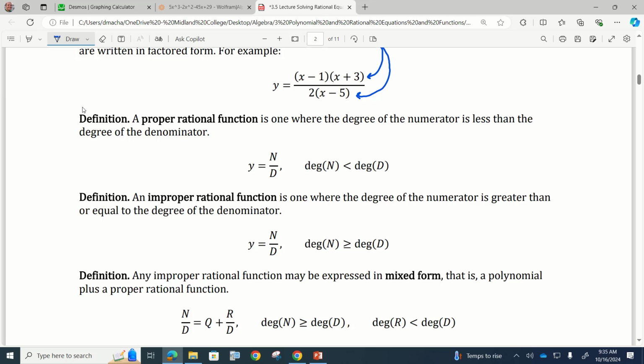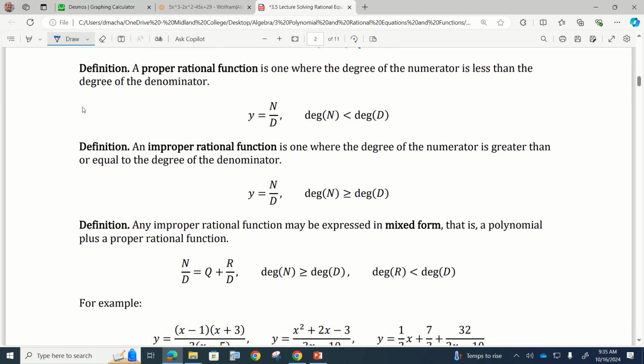And then we also talked before about how a proper rational function is just one where the degree of the numerator is less than the degree of the denominator, and an improper rational function is one where the degree of the numerator is greater than or equal to the degree of the denominator. When we were doing polynomial division, we said if we've got an improper rational function, then we can write that down in mixed form. And mixed form is a polynomial plus a proper rational function.